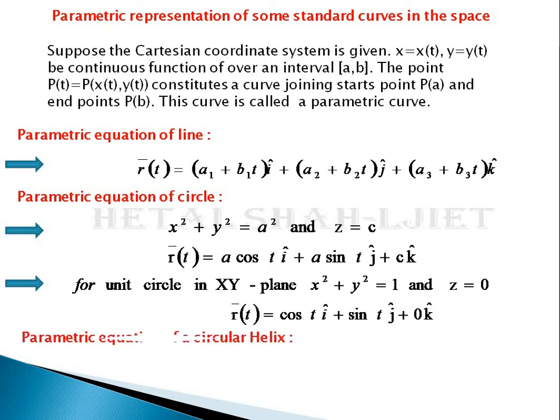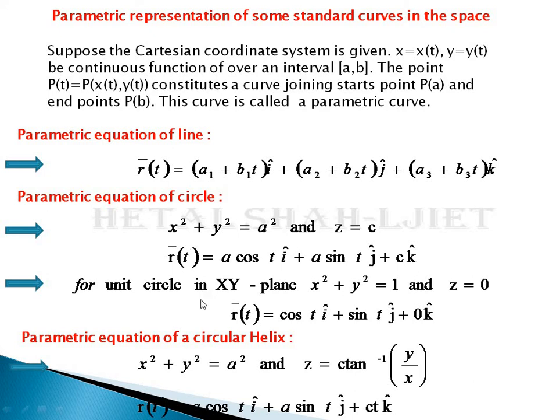And the parametric equation of a circular helix. So x square plus y square is equal to a square, and z is equal to c into tan inverse y by x, where vector r(t) is a cos t i cap plus a sin t j cap plus c t k cap. So these are some standard representations of parametric representation of some standard curves in space. Okay, so let's start with some examples of arc length.